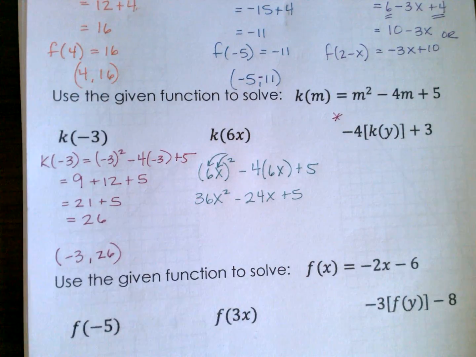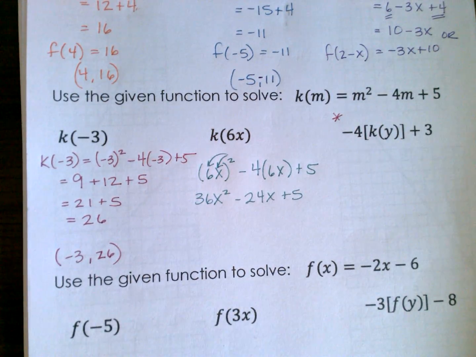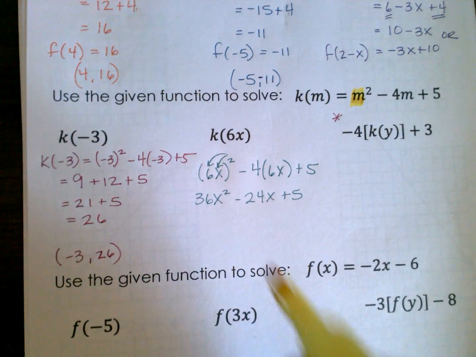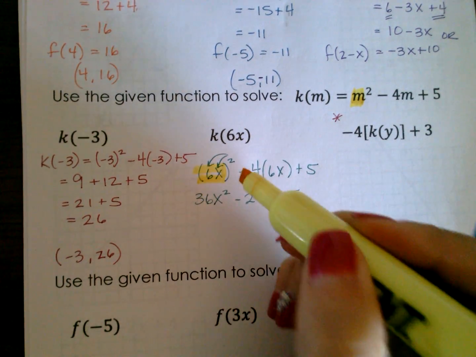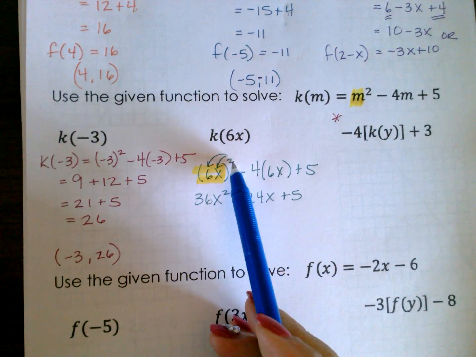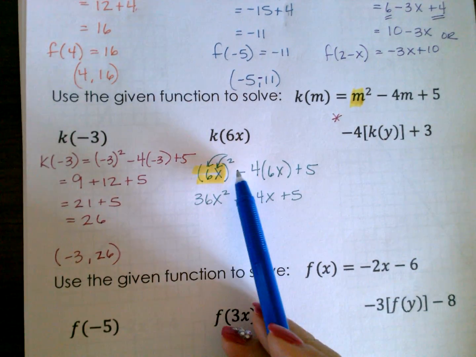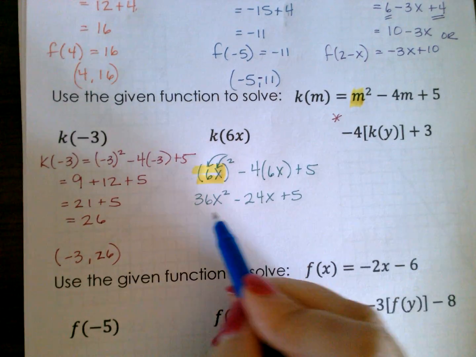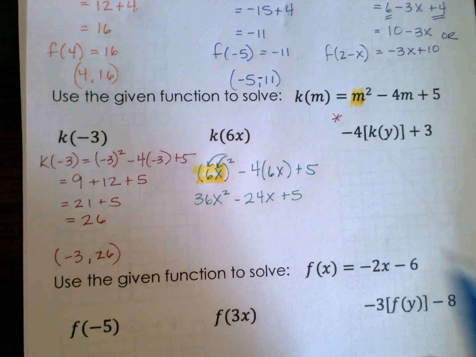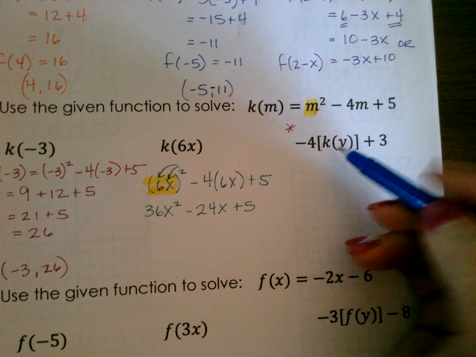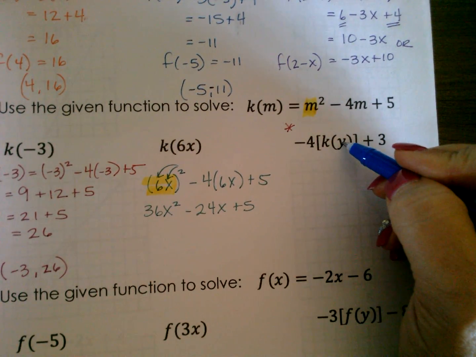Okay, take a minute and compare answers with me. Hopefully this first one was pretty straightforward. The next one, notice what I did with the 6 and the x. The m term itself is squared, so this whole thing needs to be squared. So it would be 36x squared, negative 24x. These are not like terms, so I do not combine them.